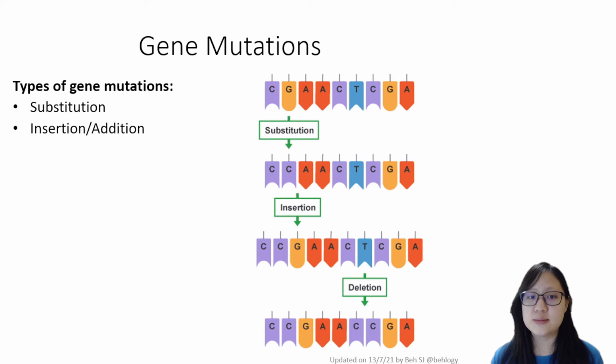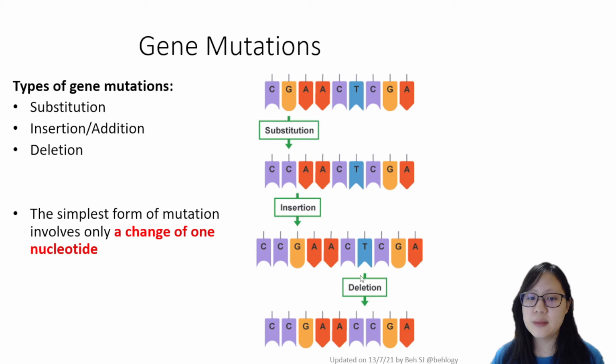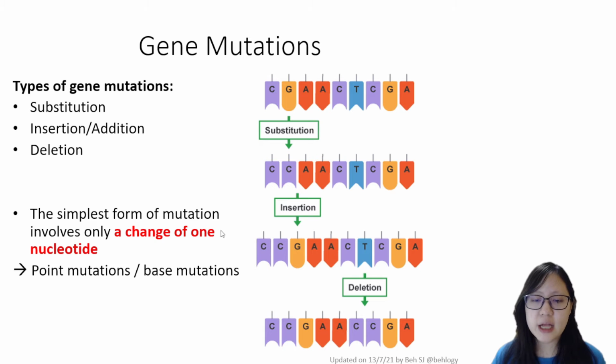So we are looking at substitution, insertion, and deletion. So substitution is obviously just replacing the base. So G change to C is substitution. Insertion is addition of a base. Deletion is removal of a base sequence. And in our syllabus, we only look at the simplest form of mutation, which is just a change of one nucleotide. And a change of one nucleotide is often referred to as base mutation or point mutation.